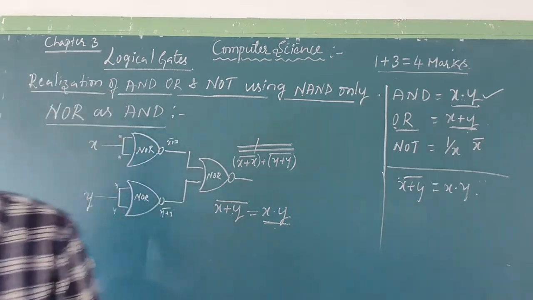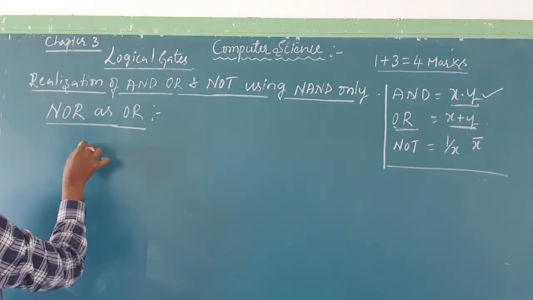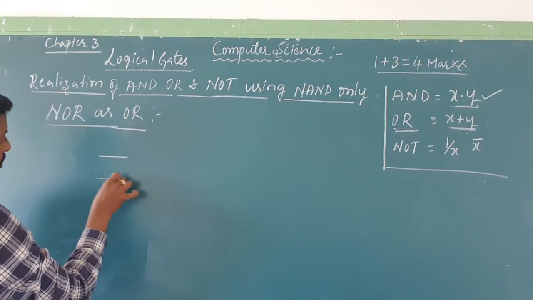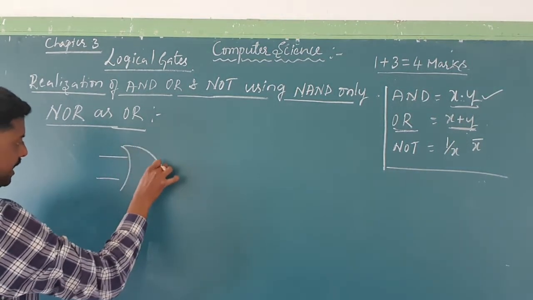Next one, NOR as OR, that is two inputs for one NOR gate.